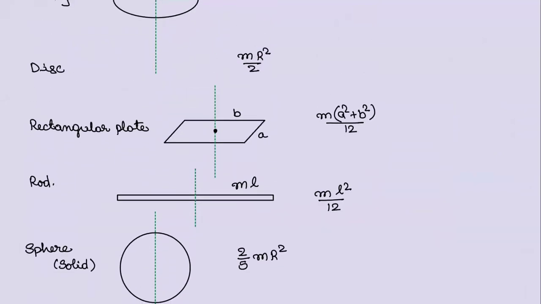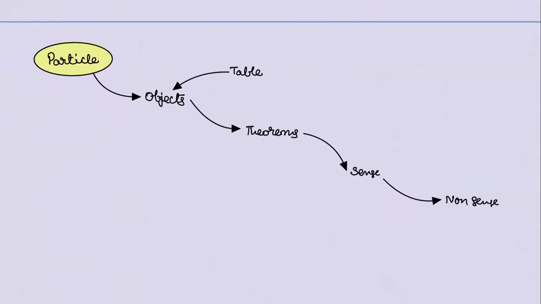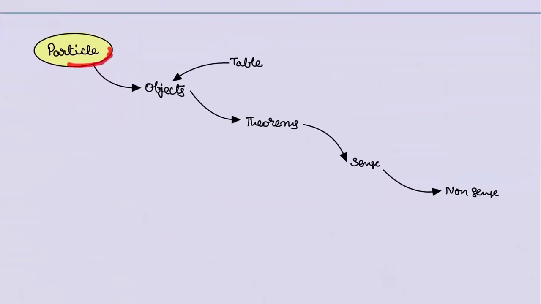These are things we need to remember. Once you remember this, we can develop it further. Concentrate here. First of all, we have the moment of inertia of a particle. From the particle, we go to objects, right?